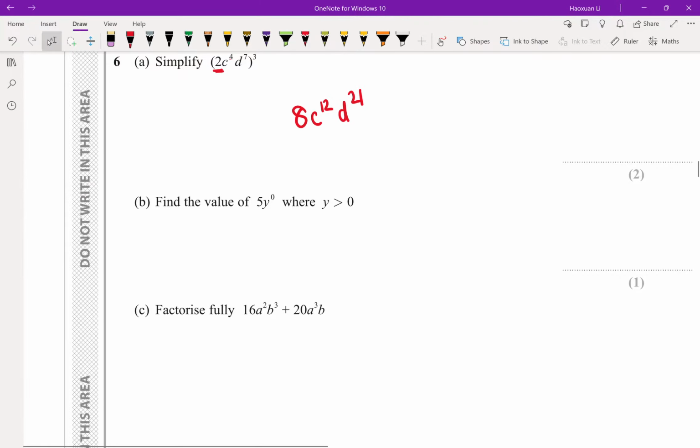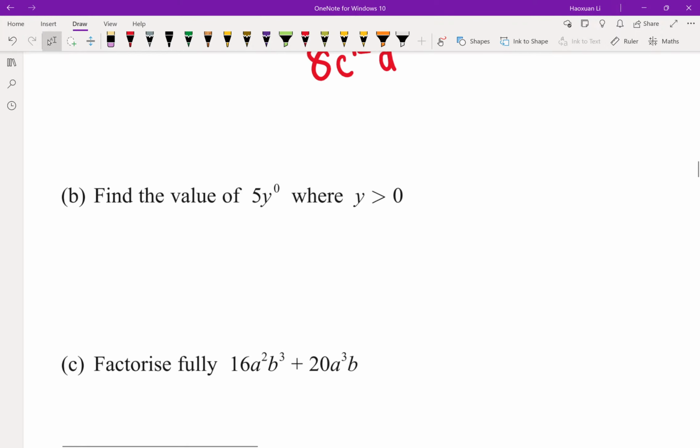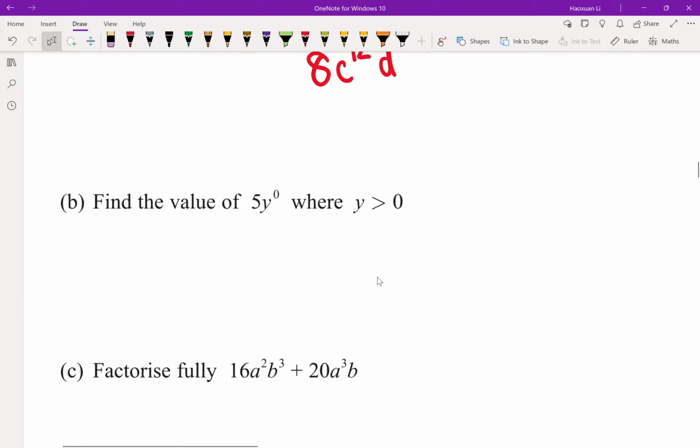Find the value of 5 times y to the power of 0, where y is bigger than 0. So don't let this trick you up, because whatever the y value is, anything to the power of 0 will be 1. So 5 times 1 will be 5.